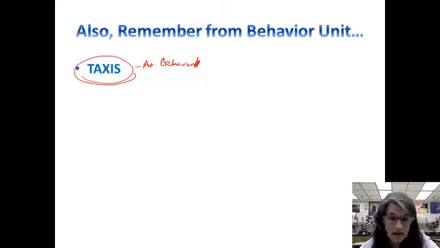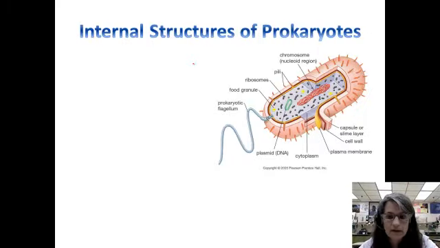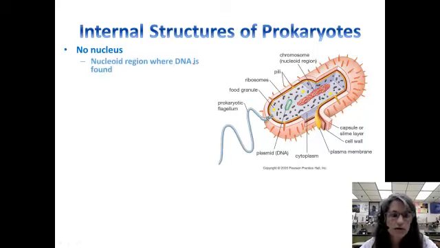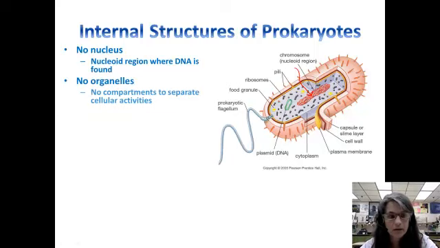Bacteria can exhibit taxis as well when they move. Now, internal structures of prokaryotes, remember, no nucleus. They do have a nucleoid region where you would find the DNA, but it's not encased in a membrane. There's no membrane-bound organelles, no compartments.